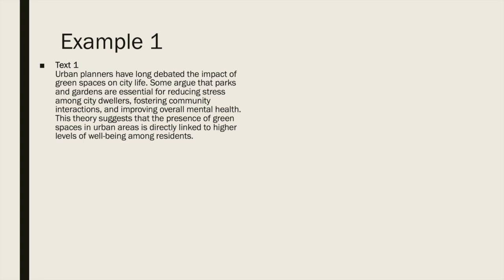So let's start with an example. So here we have text 1. Urban planners have long debated the impact of green spaces on city life. Some argue that parks and gardens are essential for reducing stress among city dwellers, fostering community interactions, and improving overall mental health. This theory suggests that the presence of green spaces in urban areas is directly linked to higher levels of well-being among residents.